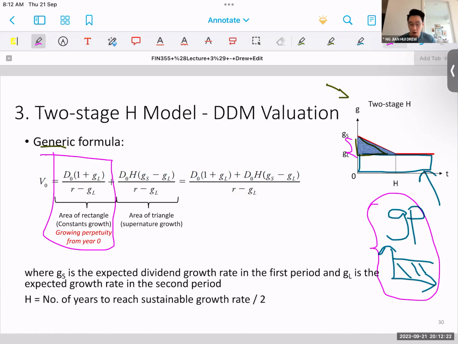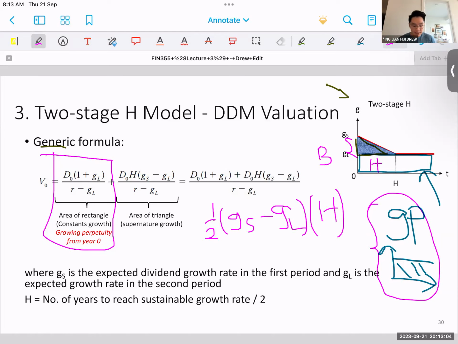So for this triangle, you mentioned half base times height. Let's just write the formula here. So half base is what? Base is H, right? It depends on which you treat as the base. Let's say this is the base and this is the height. So half the base is GS minus GL, times height is H. Yeah, that's right. We can do it either way. Height and base can flip over because it's a 90 degrees triangle.